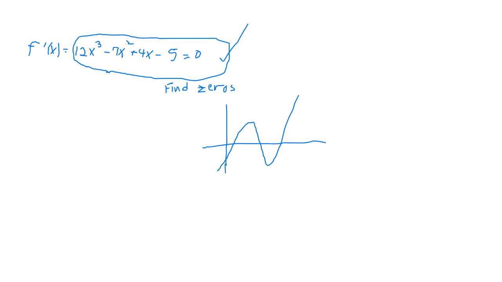Might be worth, let me just try it here. I'm not going to go through the whole problem, but I'm trying to bring something to your attention. But what I'd like to do is draw a graph that maybe will, at least in theory, be like the graph of this: 12x cubed minus 7x squared plus 4x minus 5. So let me just see here.